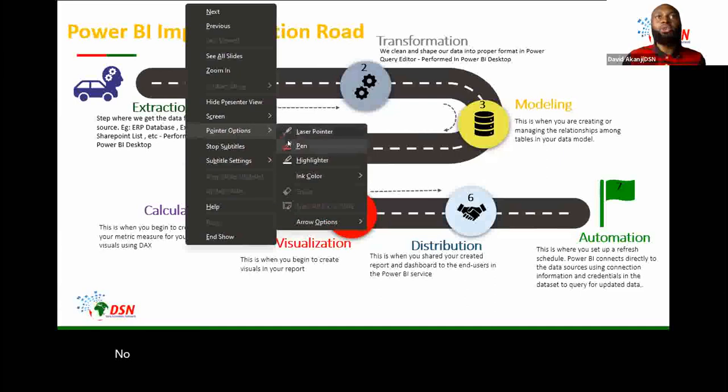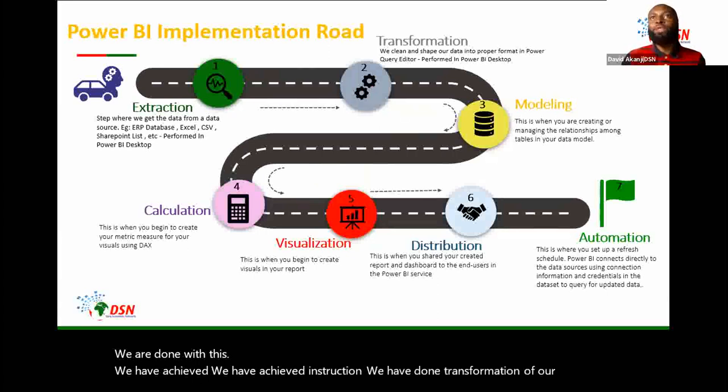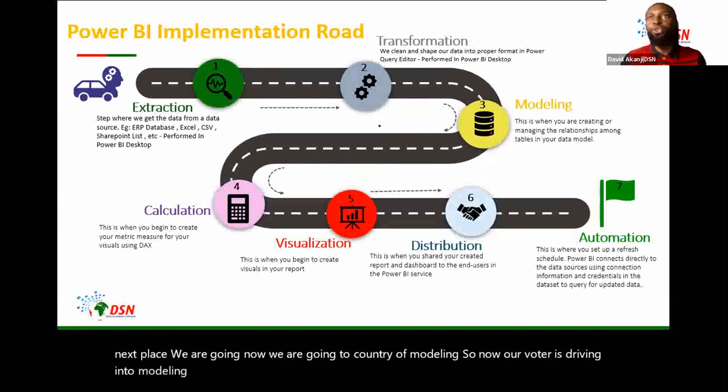We are done with this. We have achieved extraction. We have done transformation of our data. The next place we are going now is modeling. So now our motor is driving into modeling. Modeling here is speaking to how to create a relationship. So now I will be going back to how to create a relationship.